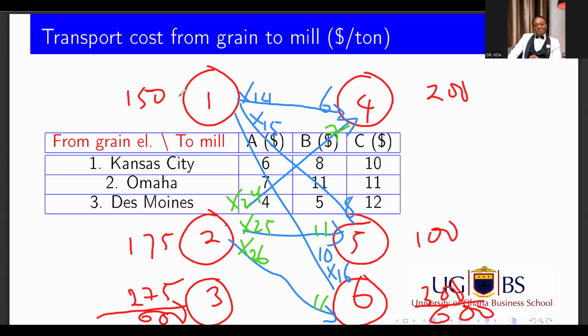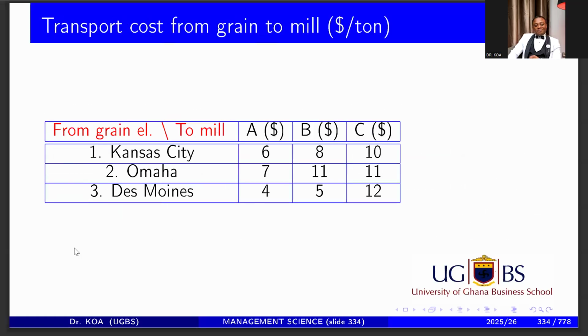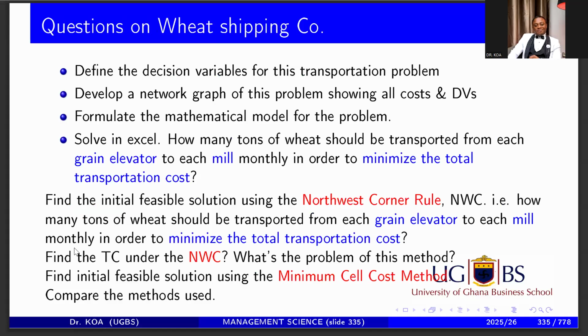That's the first part. Any question? So you should be able to do this by yourself when you tackle it. So that's the first part. Define the decision variable. We've done that. Develop a network graph for this problem showing all the cost and decision variables. We just did that. The next is to formulate the mathematical model for this problem.